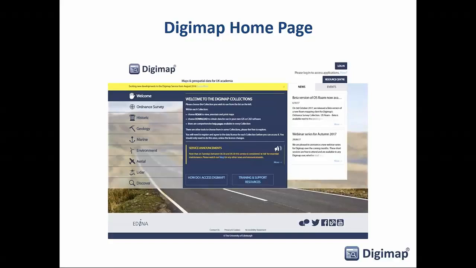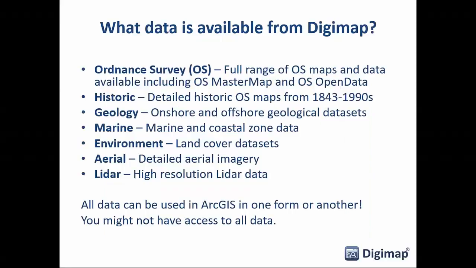So we'll just be taking some examples, mostly from the Ordnance Survey collection, but those are equally applicable to other collections. If we're talking about vector data, then you can get vector data from the geology or marine collections and use it in exactly the same way as you would the Ordnance Survey data. And similarly with raster data, we can deal with raster data from any of the different collections in the same way. So this is a brief overview of the data that's available from Digimap that you might want to use in a GIS, in ArcGIS specifically.